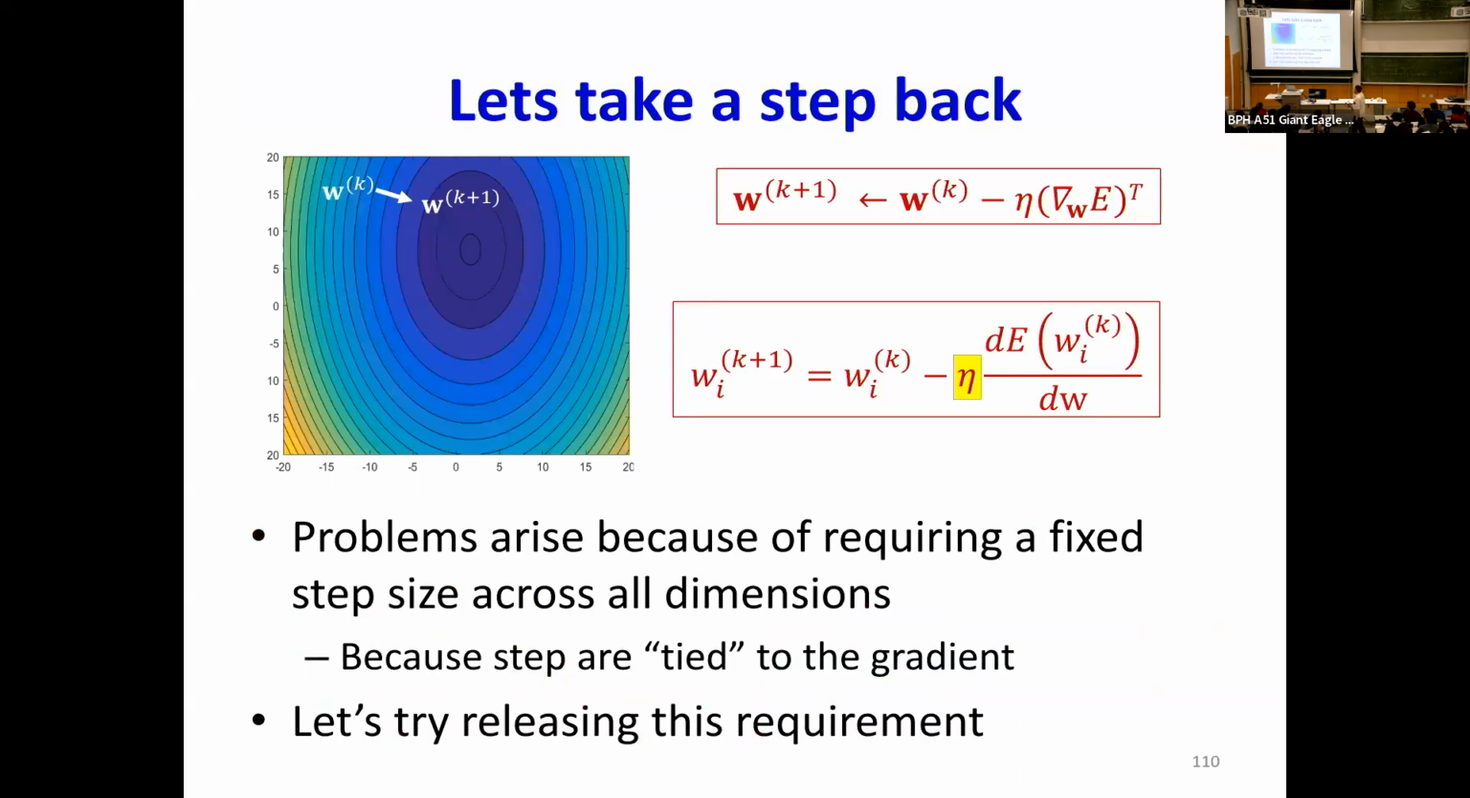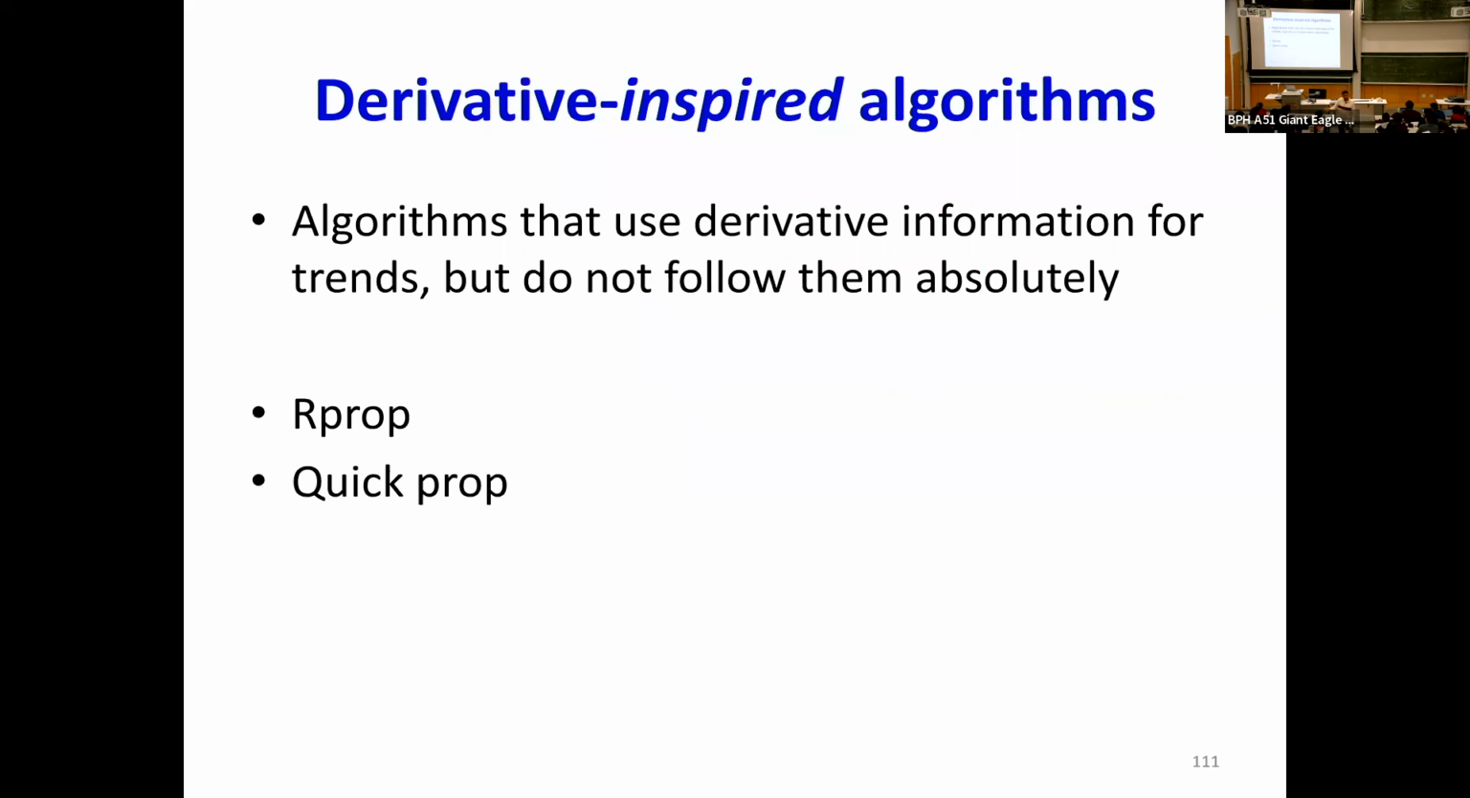So let's take a step back. The problems arise because of requiring a fixed step size across all dimensions, because the step sizes are tied, right? Let's try releasing this requirement. But then we have to figure out what is the optimal step size for each component. Let's work out some heuristics.